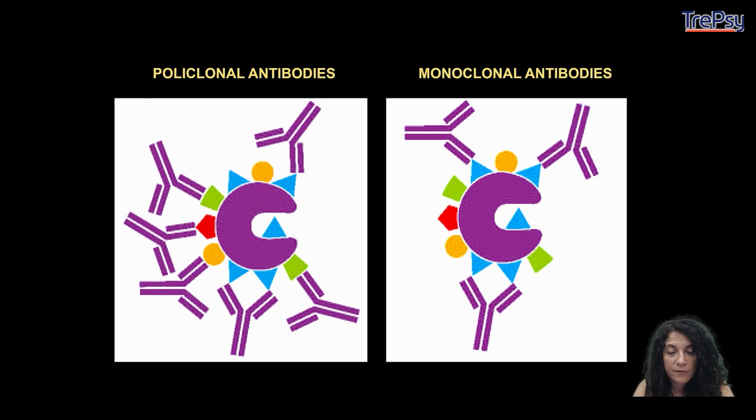Then we have different types of antibodies. We have monoclonal antibodies. This type of antibody recognizes only one type of epitope from my protein, but the polyclonal antibodies recognize different epitopes from my protein.